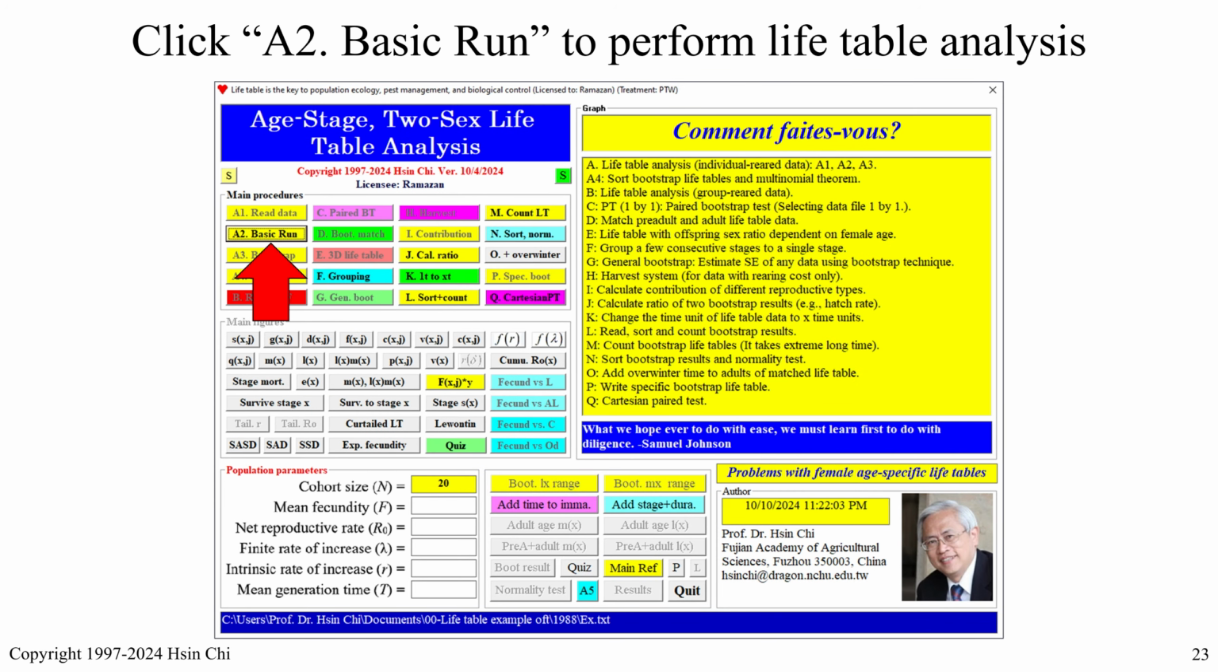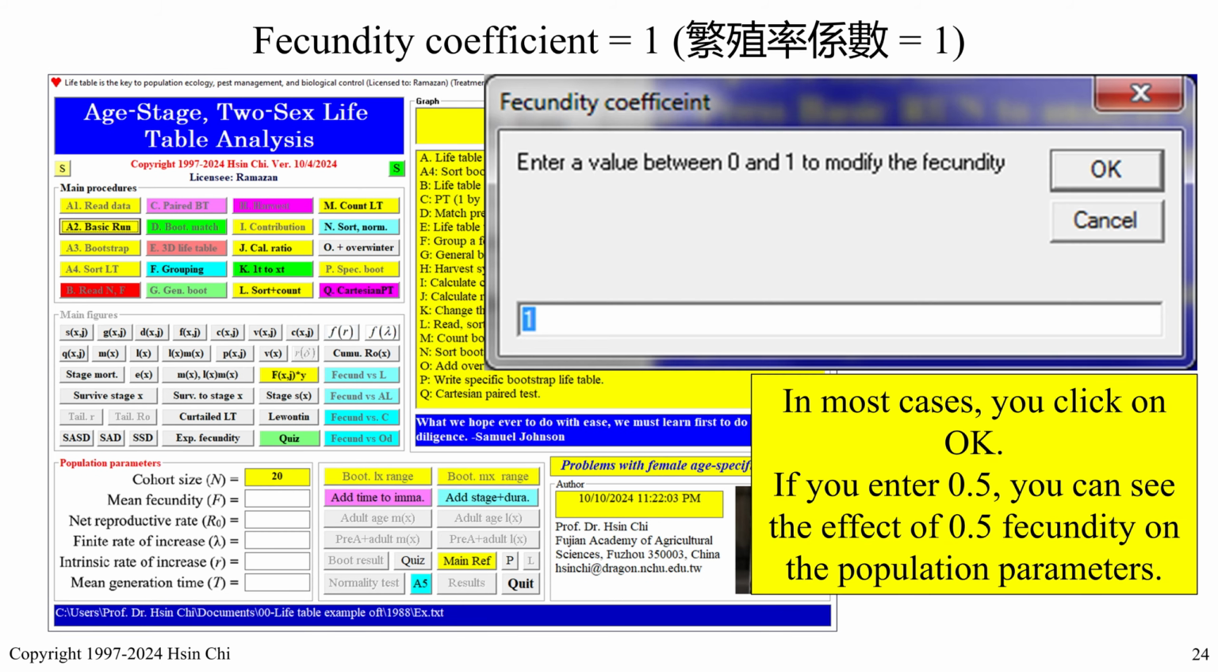Next, click on A TWOBASIC run to perform the life table analysis. In this message, you see fecundity coefficient. If you don't need to lower the fecundity, you click on OK to use 1. If you enter 0.5, you will see the effect of 0.5 fecundity on the population parameters.